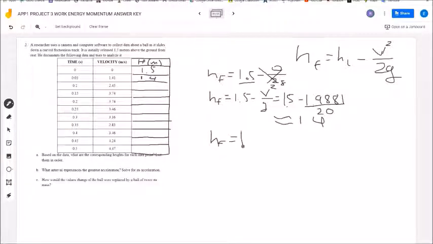Now, HF equals 1.5, which is our initial height, minus v squared, so this would be 2.45 in this case, which is approximately 6.0025, over 2g, so about 20. And this should give us approximately 1.2 meters. So this process is just repeated for all the following values, and the table should be filled out, and that's how you complete letter A.